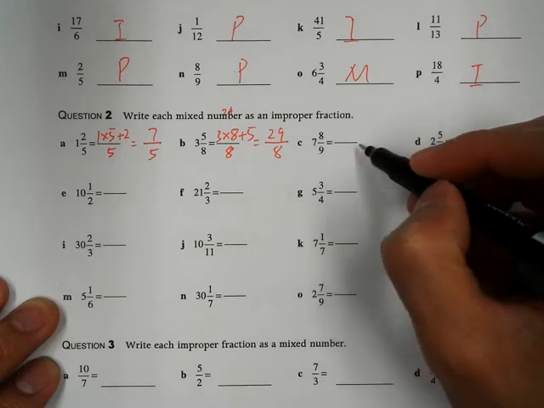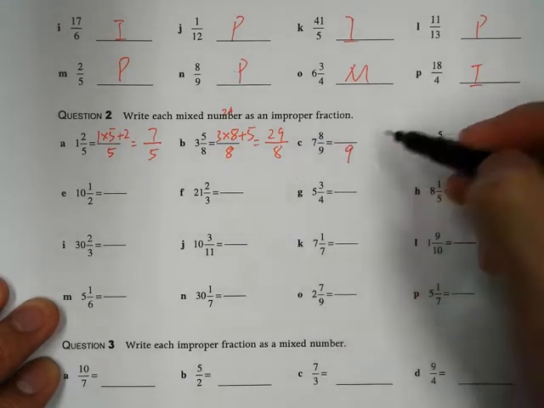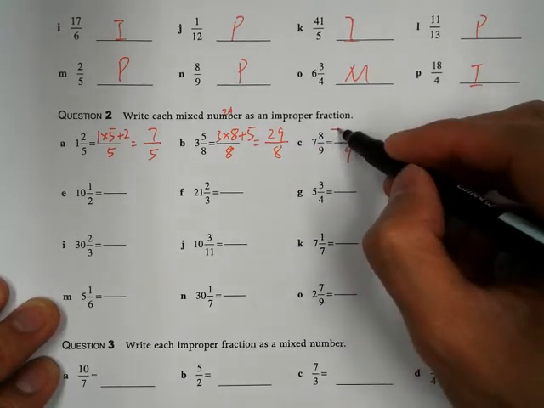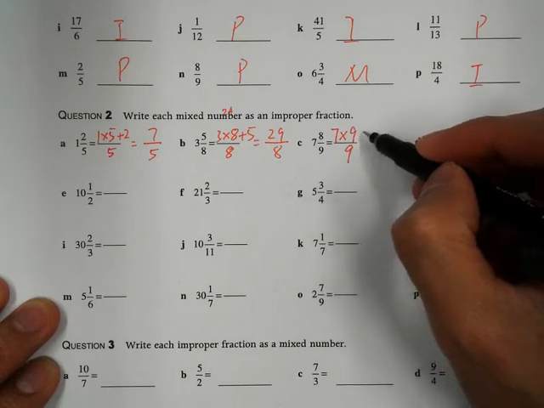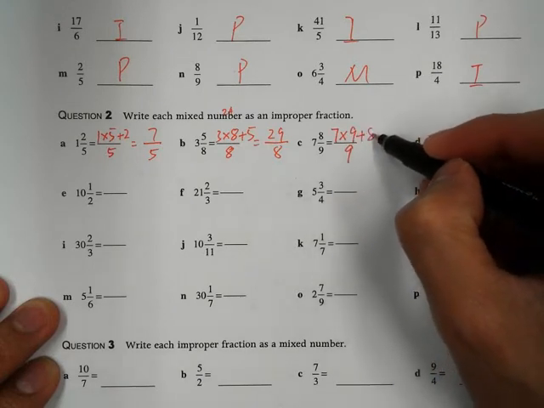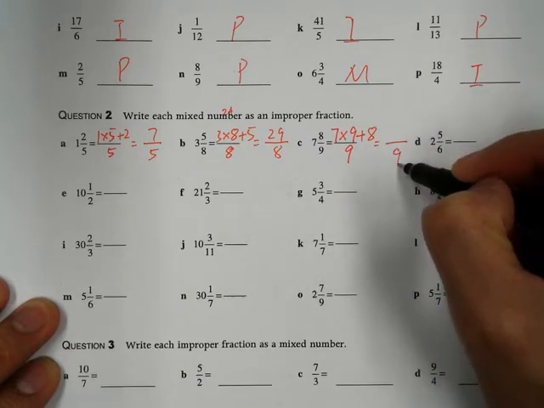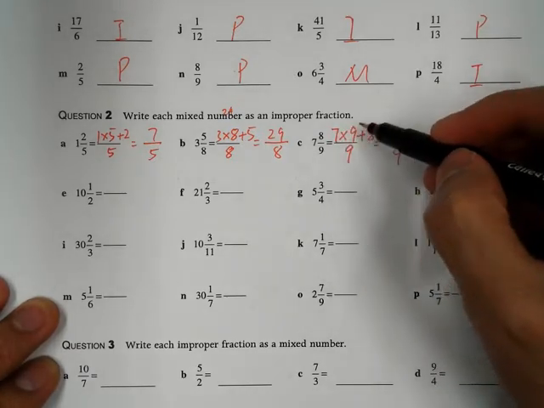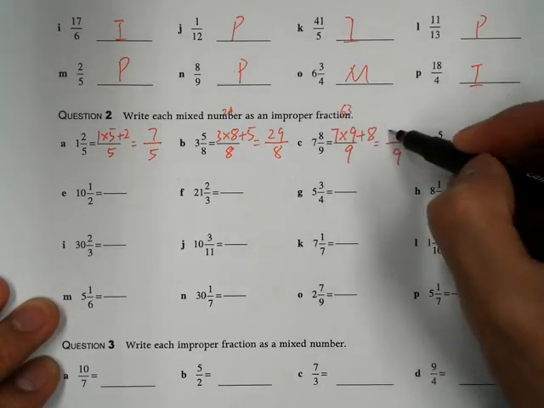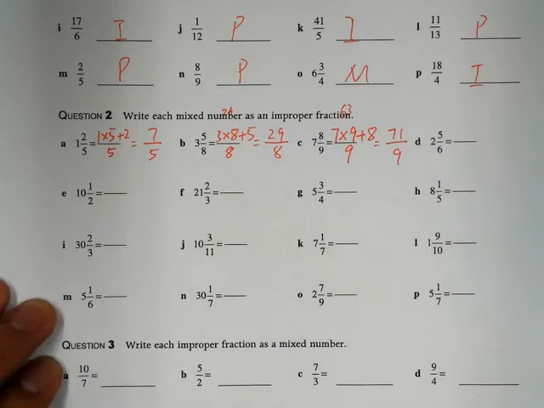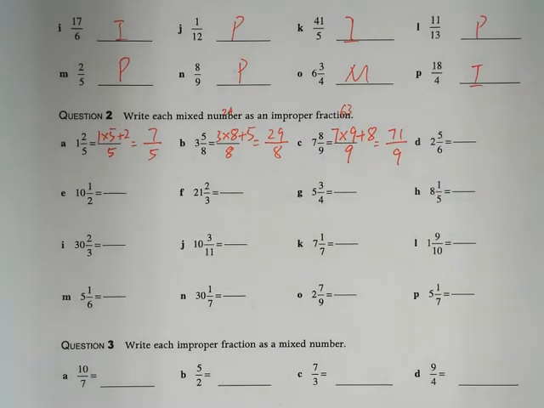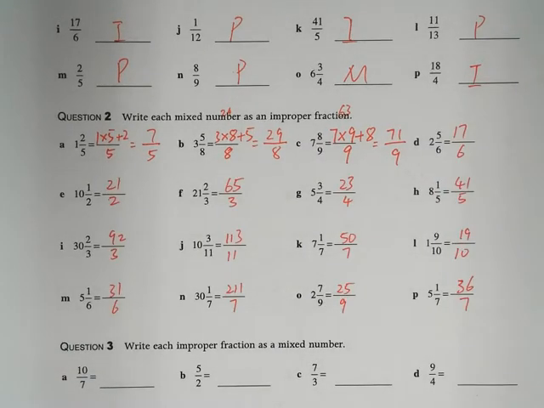So one more example: remain the denominator, the whole number multiplied by the denominator plus the original numerator. So 7 times 9 is 63, plus 8 is 71. Okay, I'll show you. So here are the answers. Pause the video and check your answer.